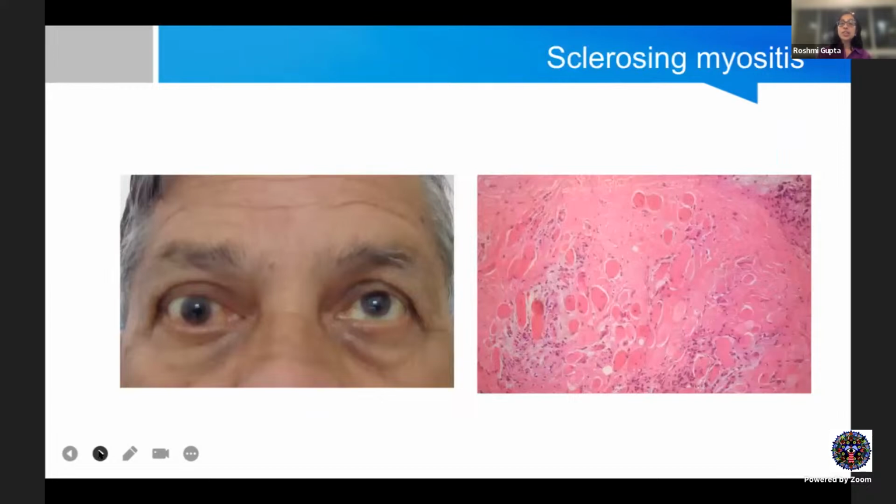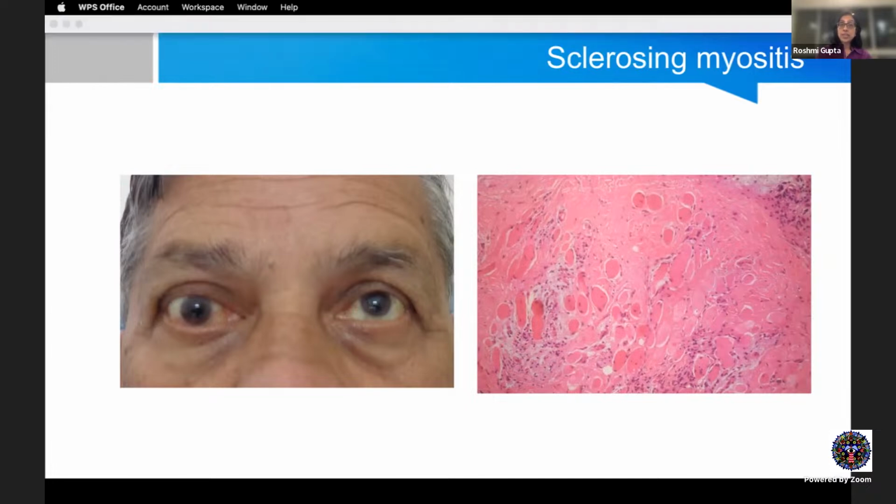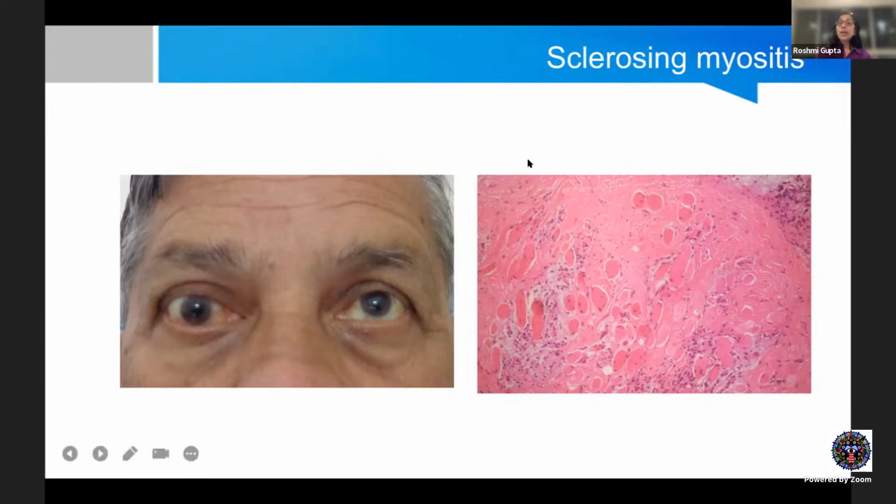This is another gentleman where he presented like a typical myositis, but he wasn't responding at all to the steroid and immunosuppressants that were added. So when I biopsied the muscle, it turned out to be a few islands of muscle fibers, but mostly fibrous inflammation, sclerosing inflammation. And we'll talk about muscle biopsy later, whether we should be doing it or we shouldn't be doing it.